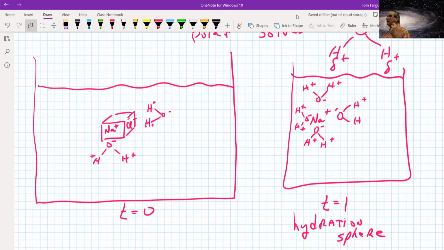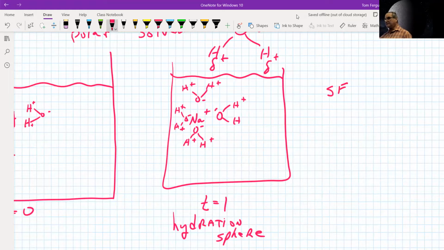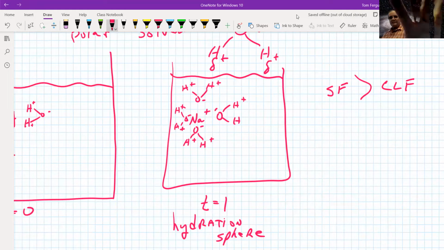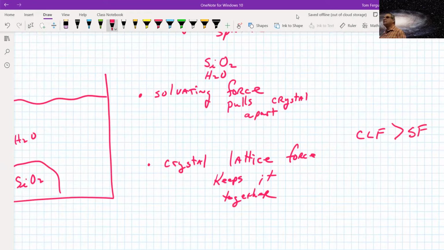the solvating force is stronger than the crystal lattice force. So in this situation, the solvating force, I'm going to abbreviate because it's too long to write, is greater than the crystal lattice force because it dissolves. Down here, the crystal lattice force is stronger than the solvating force because it doesn't dissolve. So you always have a battle of these two forces going on.